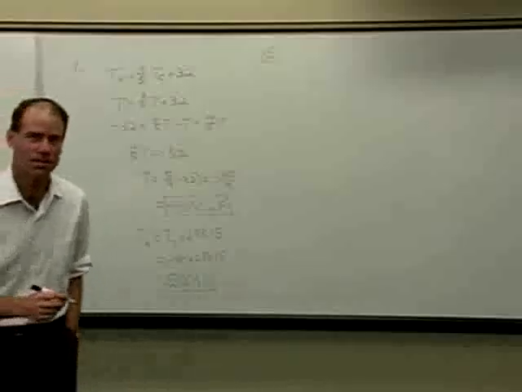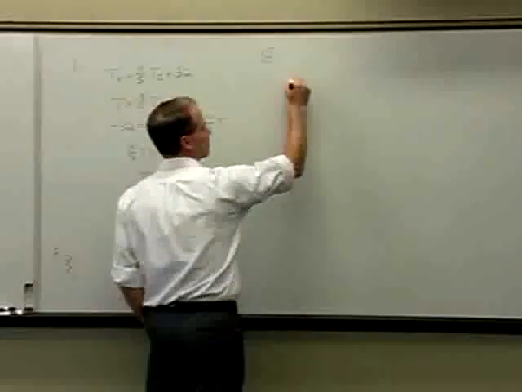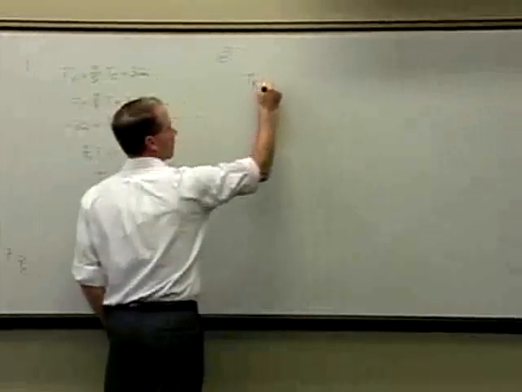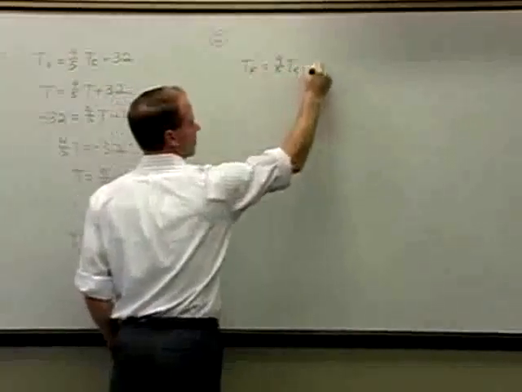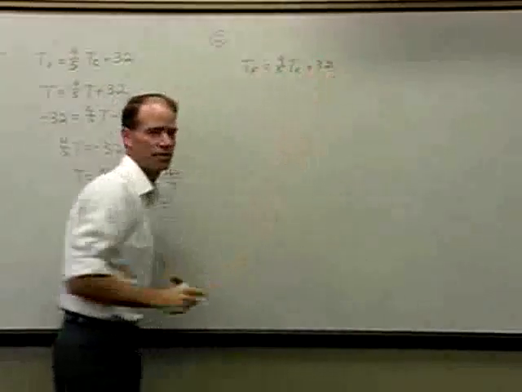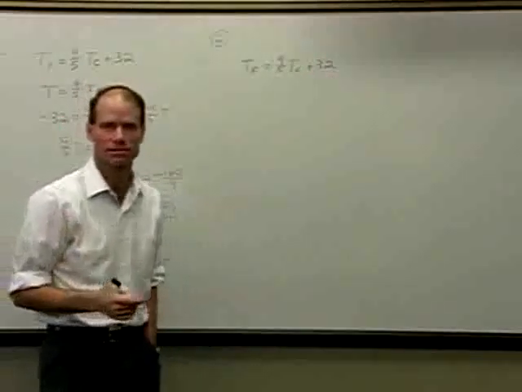Problem number 2. A child has a temperature of 104 degrees Fahrenheit. What is the temperature in degrees Kelvin? Okay. We're going to start the same way as we did in the last problem. We'll have temperature Fahrenheit is equal to 9/5 temperature in Celsius plus 32. Let's solve this for the temperature in Celsius and then find the temperature in Kelvin.